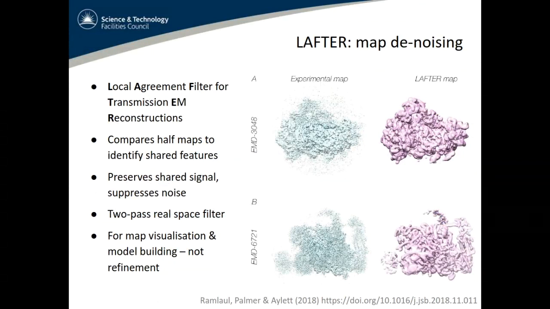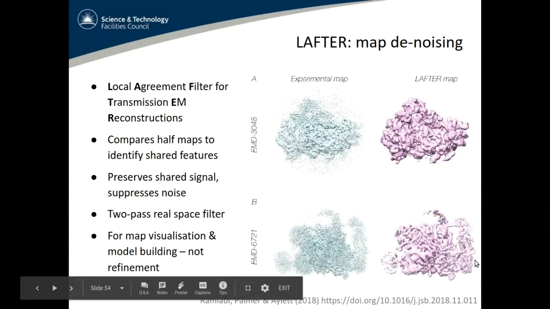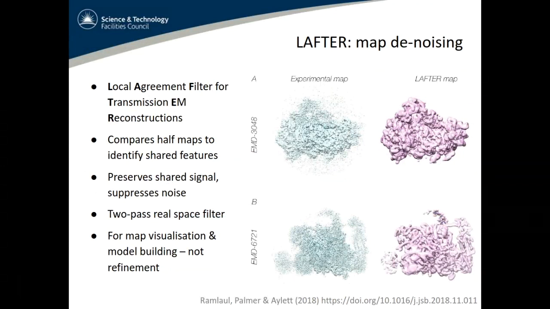The effect ends up being somewhat similar to LocScale. It's trying to weight the map in local regions to improve the density and give you something that's easier to interpret, but it's working in quite a different way. It stands for Local Agreement Filter for Transmission EM Reconstructions, and the idea is to look at local agreements between the half maps, comparing the half maps in different spatial frequency bands to identify the features that are shared, preserve those, and then suppress the noise where the values in the half maps are not the same.